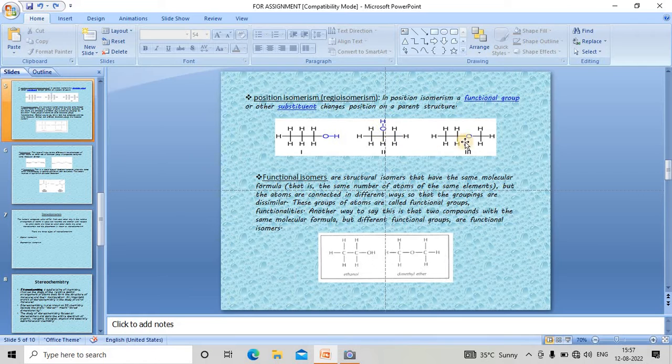This and this will be a separate class of isomer, that will be your functional isomer. Why? Because this has an OH group and this has an O in the chain. That means these two are alcohols and this is an ether. The same molecular formula, but the difference is in the functional group. Where it is an alcohol, it is an ether. So the next one is functional isomers.